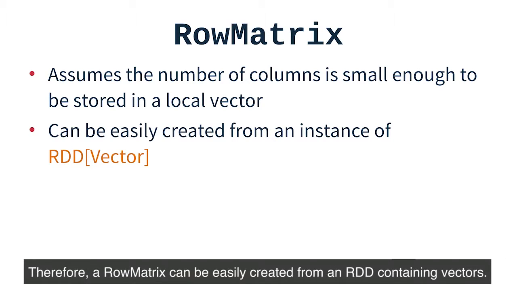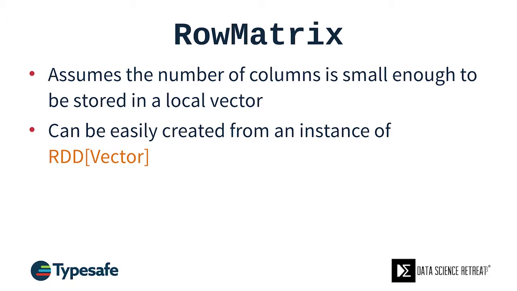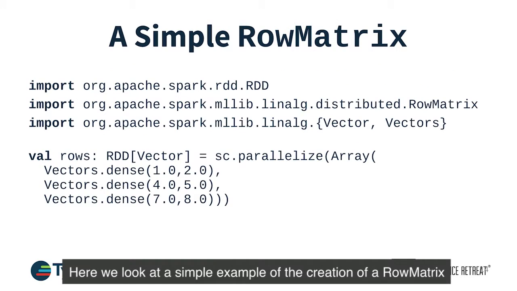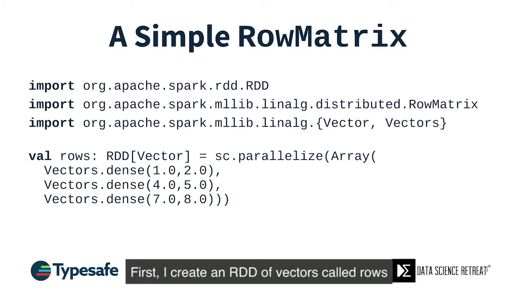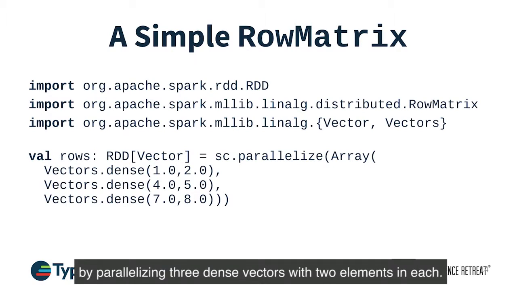Therefore, a row matrix can be easily created from an RDD containing vectors. Here we look at a simple example of the creation of a row matrix. First, I create an RDD of vectors called rows by parallelizing 3 dense vectors with 2 elements in each.